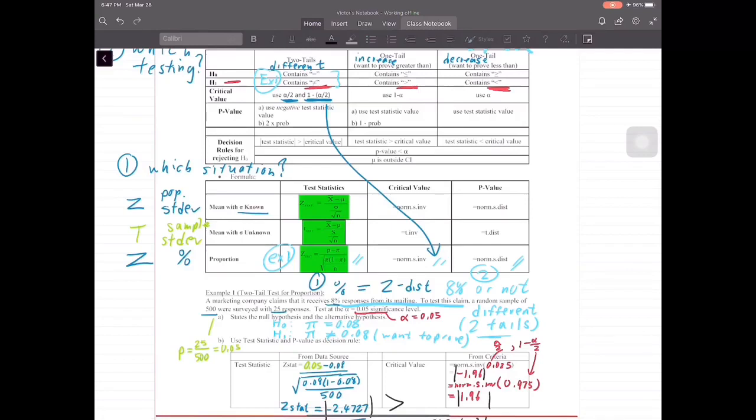Once we have calculated test statistics and critical value, the next number that we need to calculate is p-value. For the situation of proportions, to calculate p-value, we're going to use the formula equal norm.s.dist. Because we're in the two-tailed testings, when we calculate the p-value, we're going to put the negative test statistics into the formula. Once we get the probability, we're going to multiply it by 2, and that will become our p-value. We're going to do that right now.